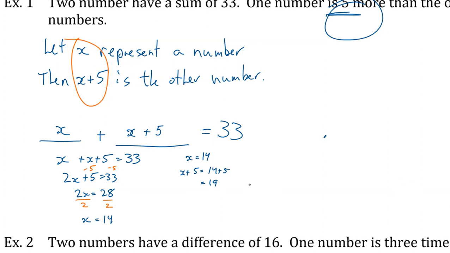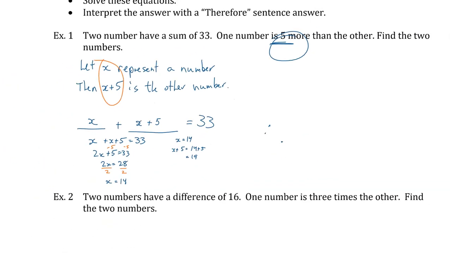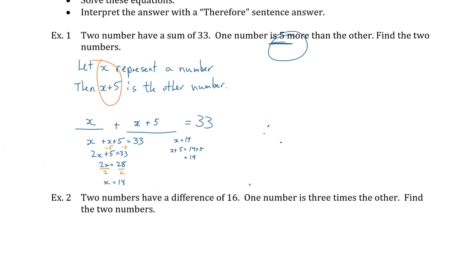And so we finish with our therefore statement. Oh my goodness, my computer's going all over the place. Therefore, the two numbers are 14 and 19.